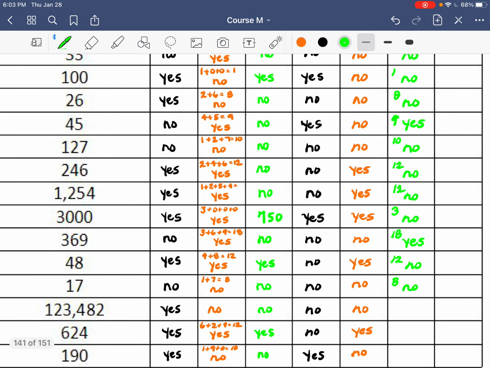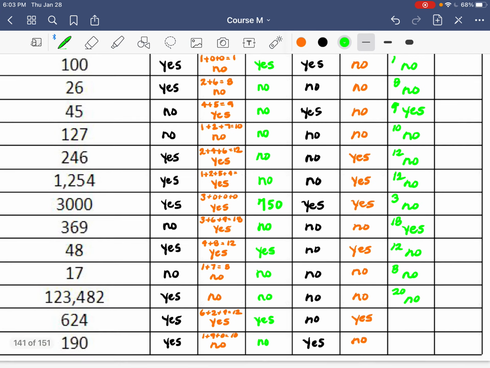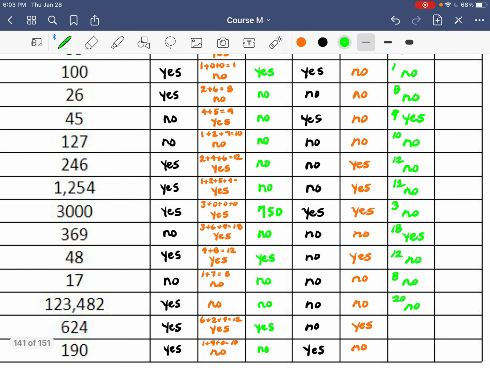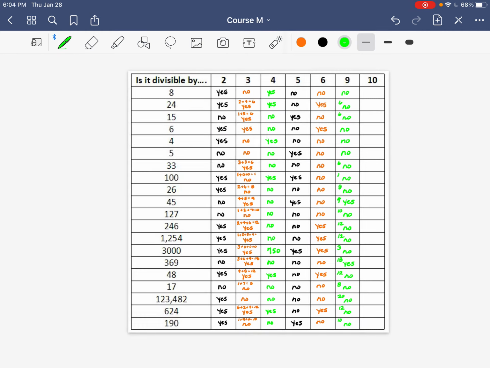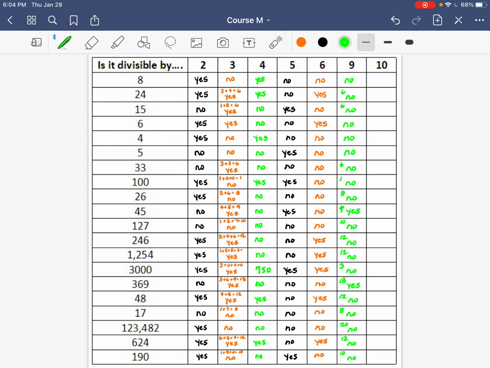This big number, I should have written it down. It looks like 6, 10, 18, 19, 20. That is a no. 624, that's going to be 12, which is a no. And then 190 is 10, and that is also a no. So not many of them are divisible by 9s.